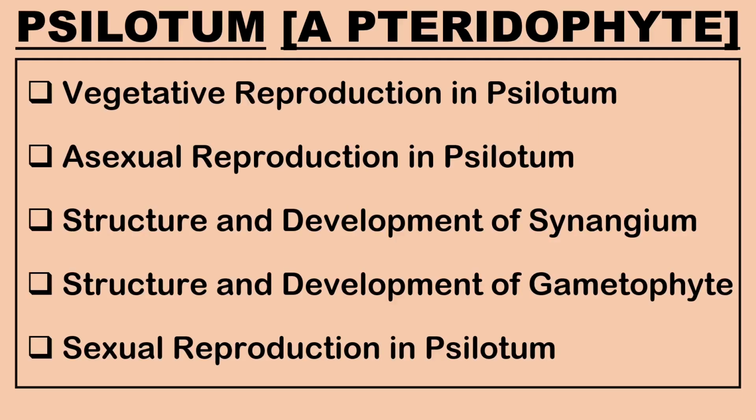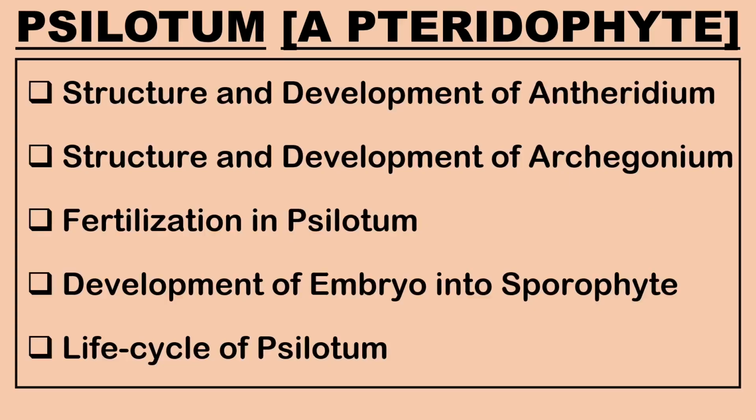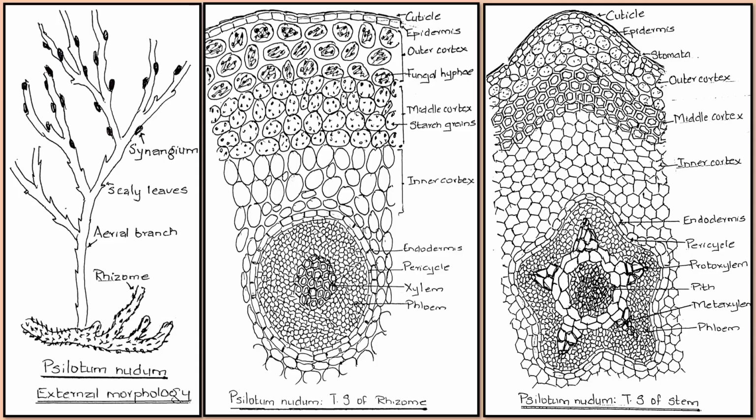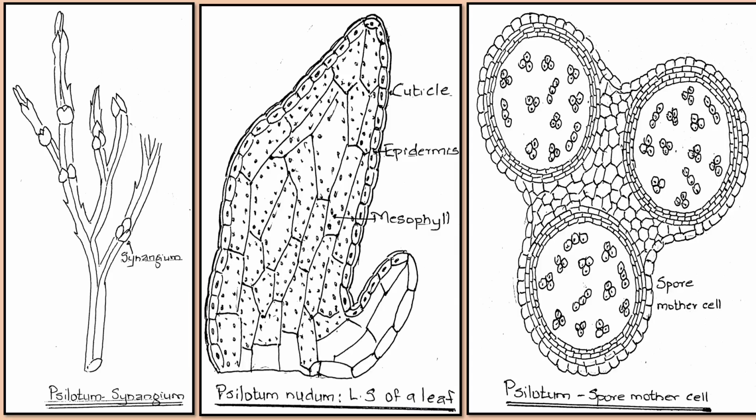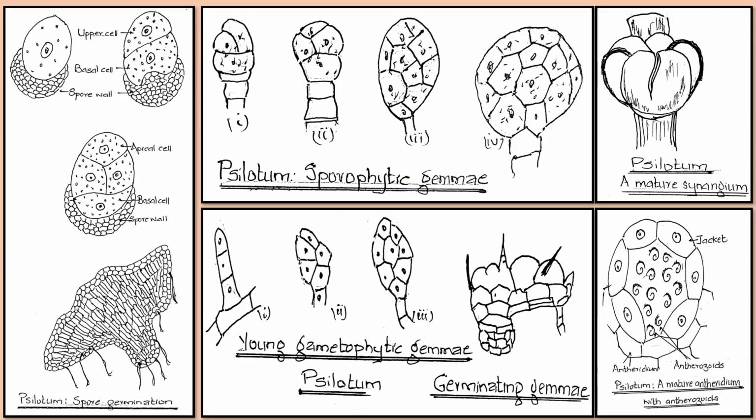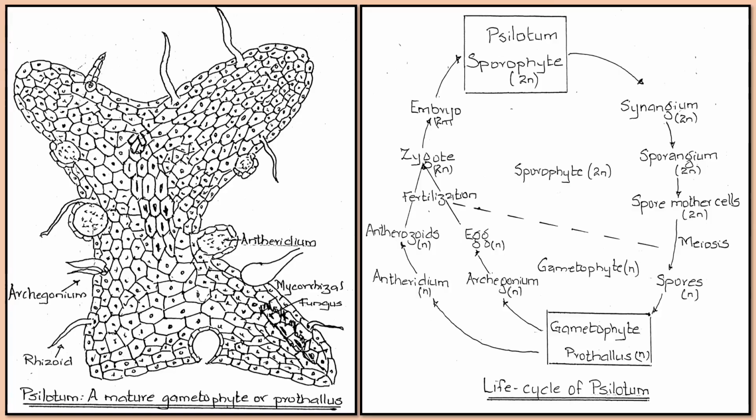By the end of this video, you will have a clear understanding about its morphology, anatomy of its aerial stem, rhizome and leaf, its different modes of reproduction, namely vegetative, asexual, and sexual reproduction, structure and development of Synangium, structure and development of Gametophyte and Sporophyte, and finally its life cycle.